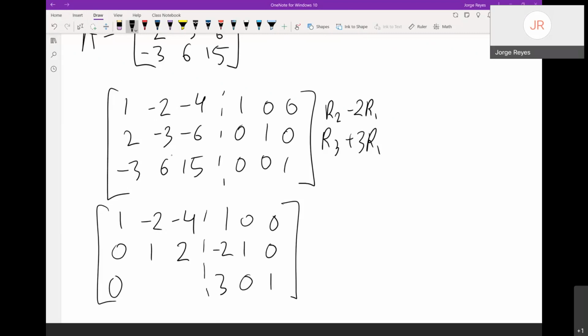Okay. And then here I'm going to get a 3, 0, 1. So I got to figure out these. Okay. So 3 times -2 is -6. So that gets me a 0, which is nice. And then 3 times 4, -4 is 12. So 15 minus 12 is 3. Yay.